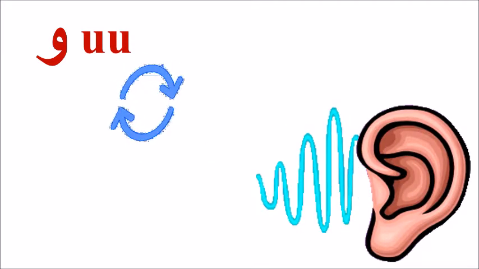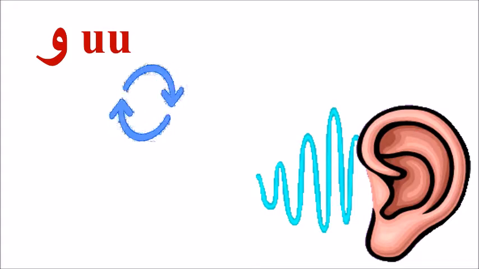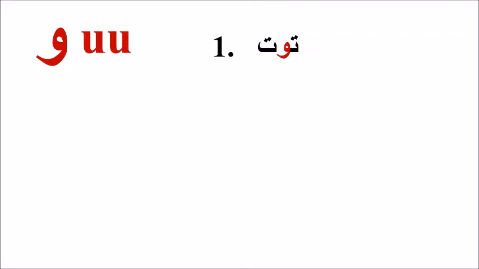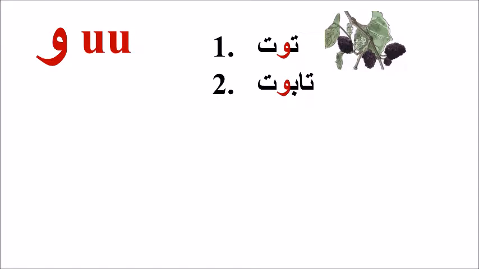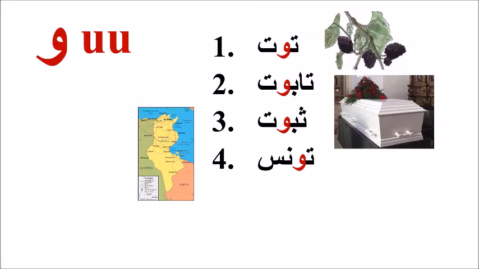Listening exercise number 6. Listen to and repeat the words containing wow as oo long vowel. Give its full length in pronunciation. Number 1. Toot. Number 2. Taboot. Number 3. Thuboot. Number 4. Tunis. Number 5. Tahbu.